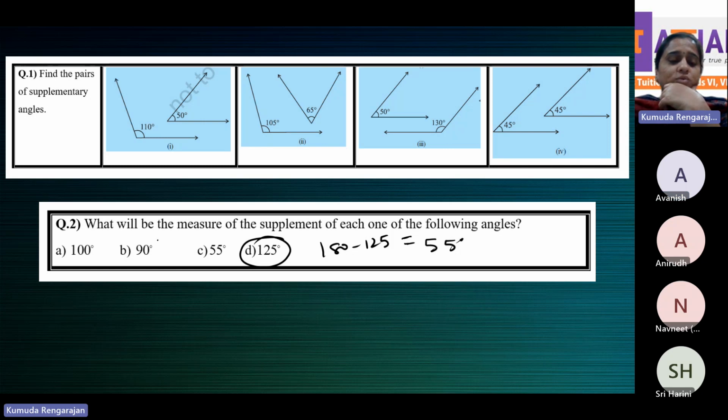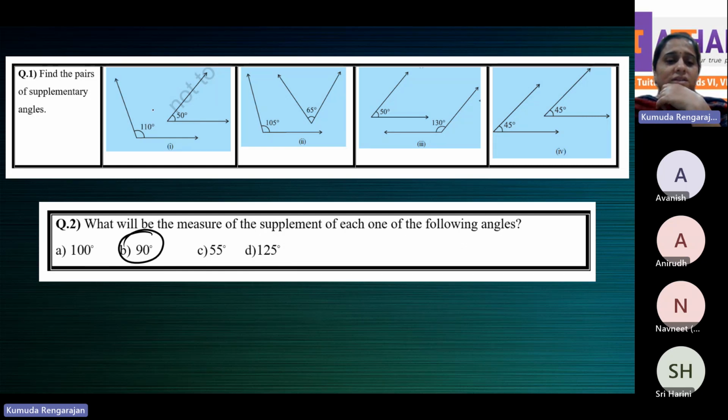Anirudh, what's the supplement of 90 degrees? Oh, sorry, ma'am, I thought the third one. Actually, it's 90 degrees. The supplement of 90 degrees is 90 degrees.